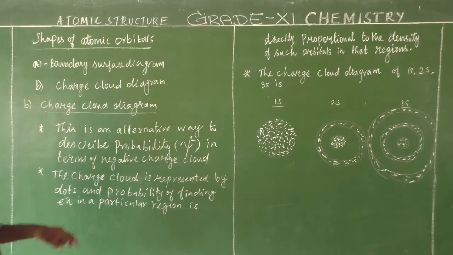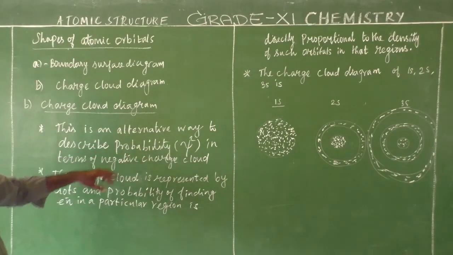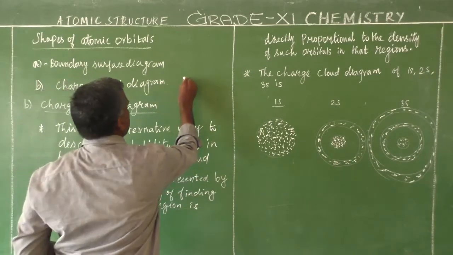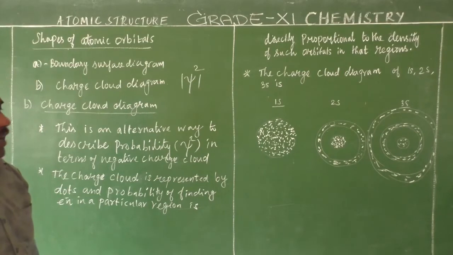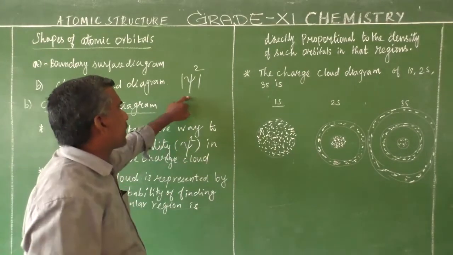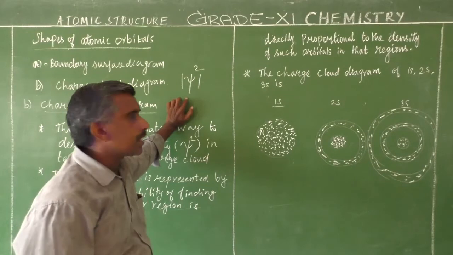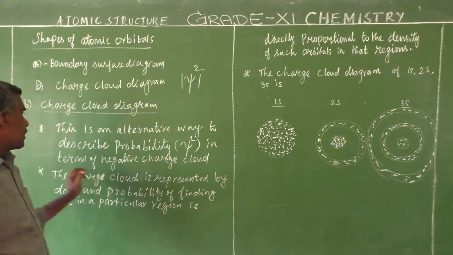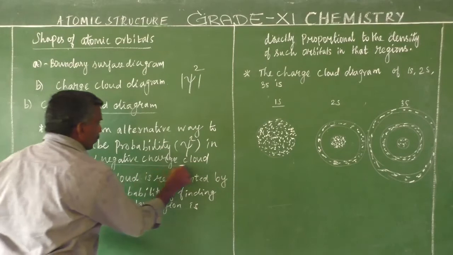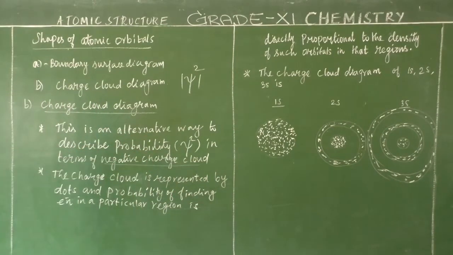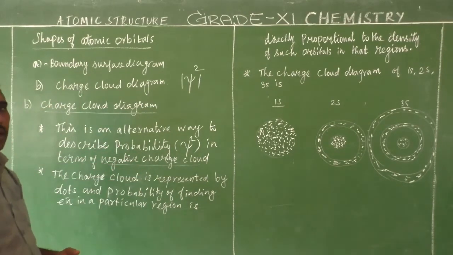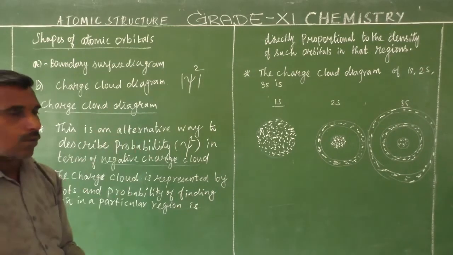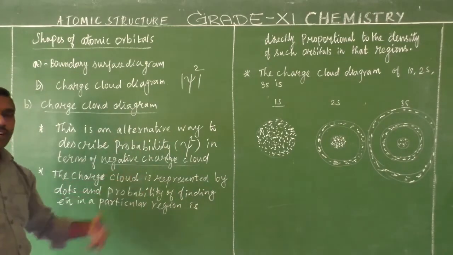The charge cloud diagram is an alternate way of describing probability, the probability of finding the electron. That is psi squared, where psi is the wave function. Modulus psi squared is the probability of finding the electron. This is the first way, and this is the second way: describing where the electron is located in terms of the negative charge cloud.